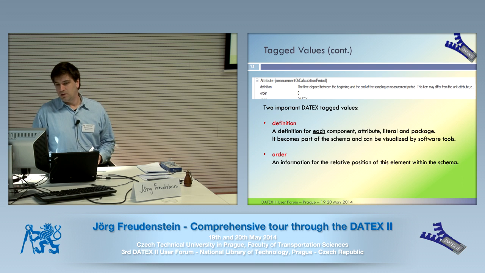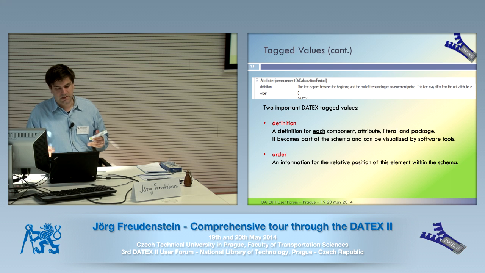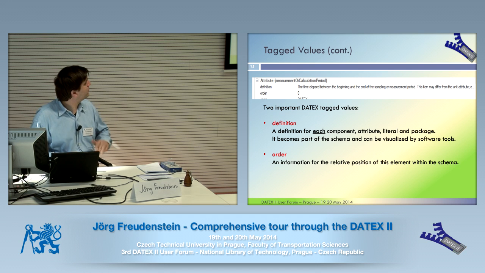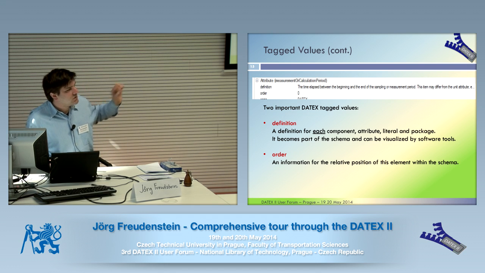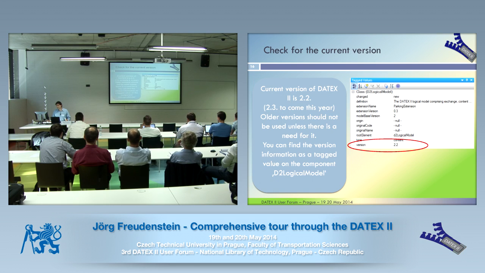I said before, the most important tagged values are the definition for each component, attribute, literal, package, and an order information. The order information deals with the order of different attributes. For instance, if a class has more than one attribute, which is quite often, of course, then you need to order them. Obviously, you would say the uppermost is the uppermost, and then the others, but in Datex you have to explicitly say, I order them and I give them a number, to get the correct order later on in the schema.